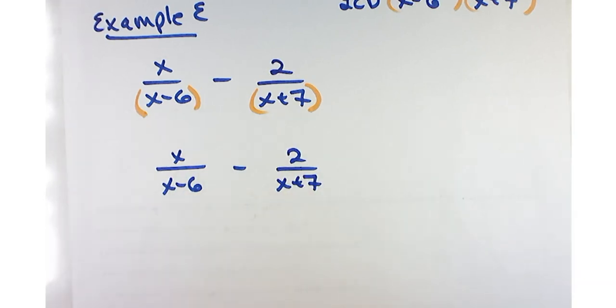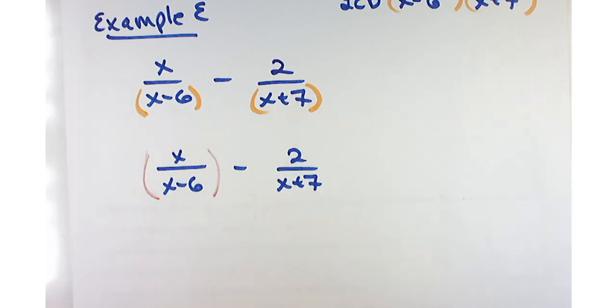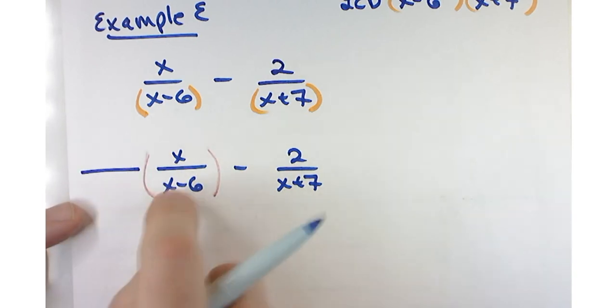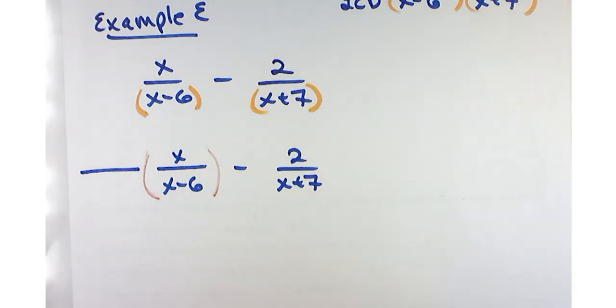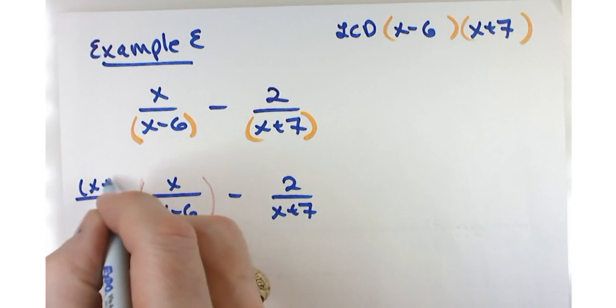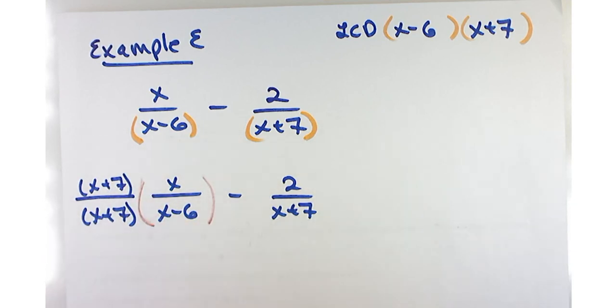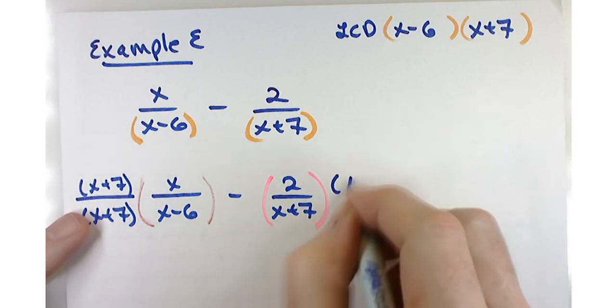Now we've got to build up each of these so that they have that common denominator. So to do that, I'm going to multiply this first fraction by some form of 1. What am I missing here that I have as part of my LCD? x plus 7. So I'll multiply by x plus 7 over x plus 7. And likewise, over here, x minus 6 over x minus 6.